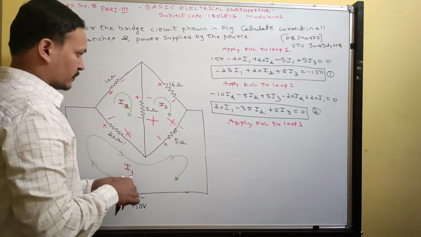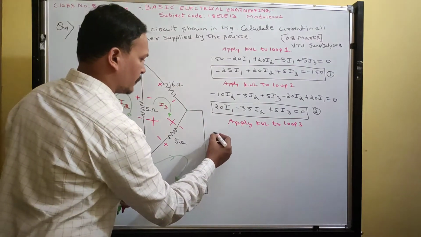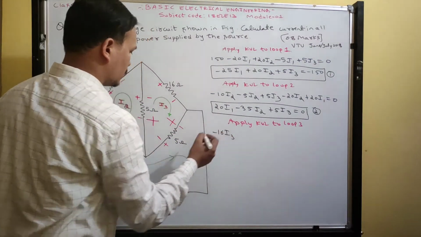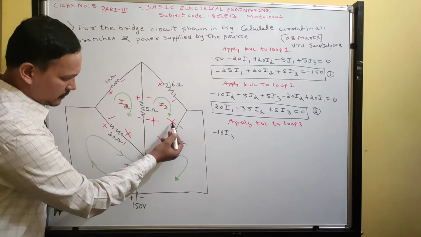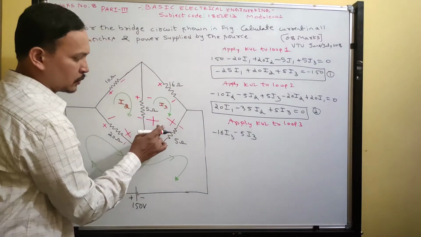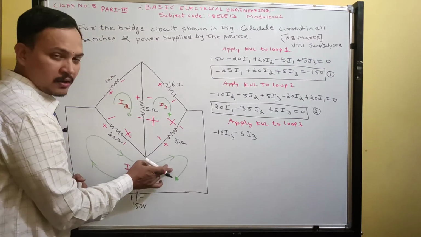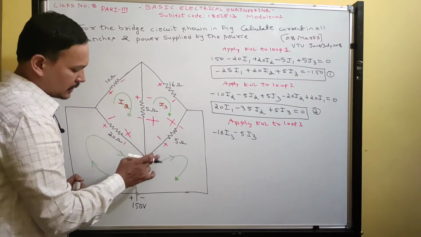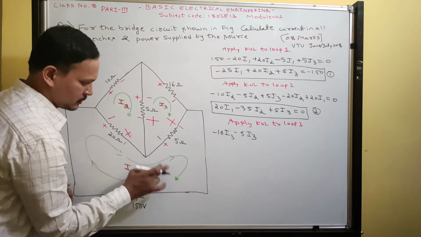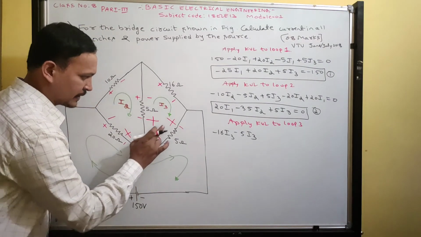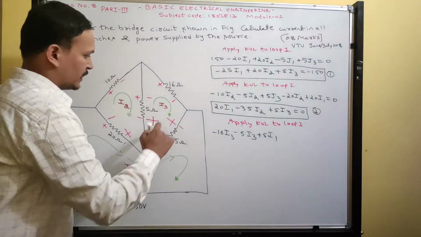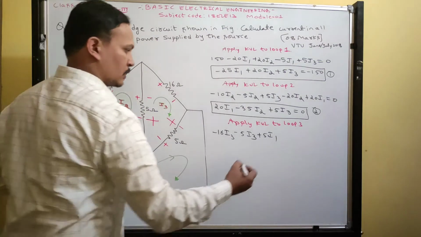See, now start from here. Plus 2 minus drop. Minus 16. What is the current in that resistor? I3. Very good. Now plus 2 minus drop. Minus 5 I3. That current only. Now the 5 ohm lies for the first loop. For this polarity, for this direction, see how it is flowing? It's flowing like this. So for this direction it is flowing minus to plus, rise. Very good. Plus 5 I1.